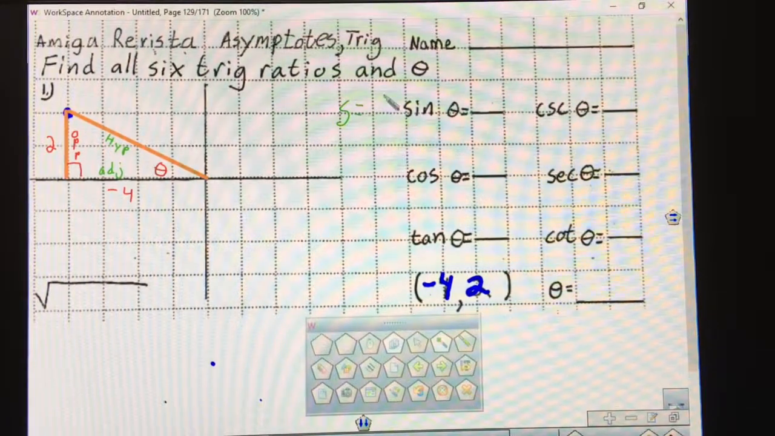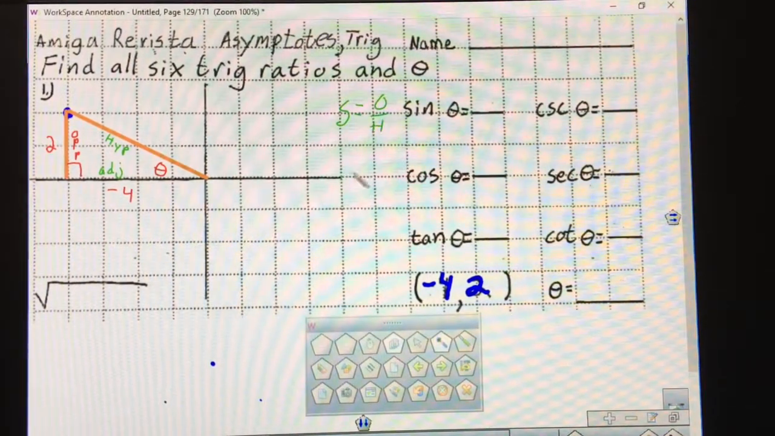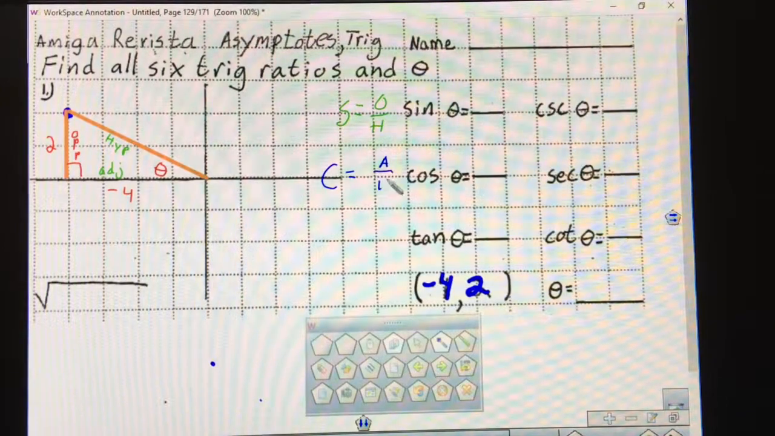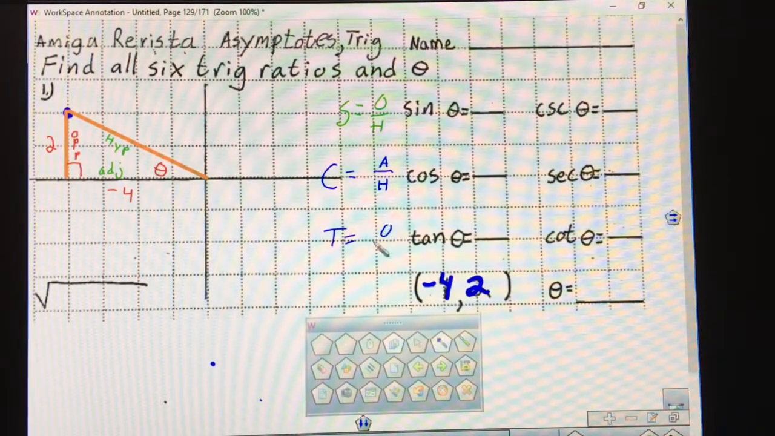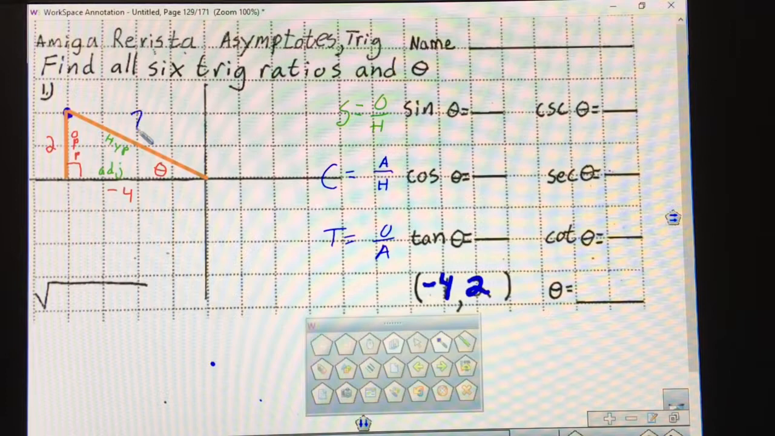Remember, SOHCAHTOA, that's going to equal opposite over hypotenuse. CAH is going to equal adjacent over the hypotenuse. And TOA is going to equal opposite over adjacent. But I need to find this hypotenuse first. And I do that by taking these values and throwing them down into the Pythagorean theorem here.